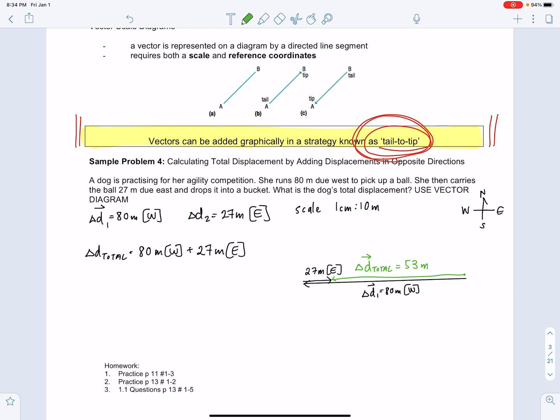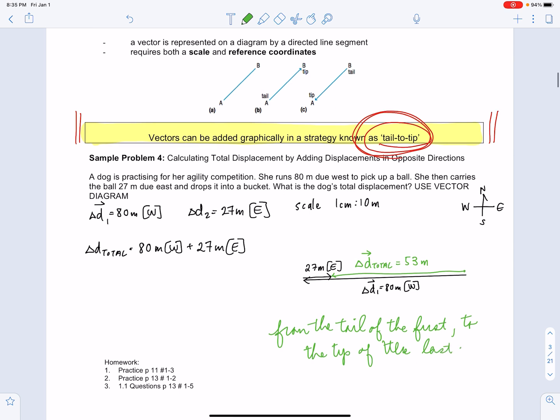Okay, I'm actually going to write that down. From the tail of the first to the tip of the last. So it is pointing from here to here, which is west. Okay, doing that drawing will give you full marks. You got the correct answer using the graphical strategy known as tail to tip.